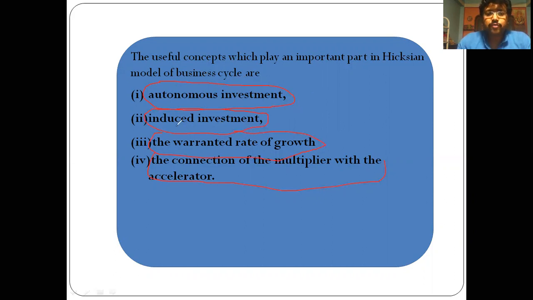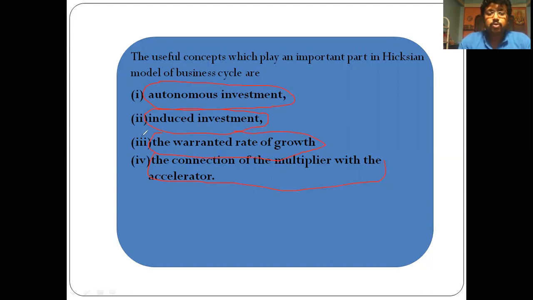And induced investment is a function of income that is generated from the autonomous investment.